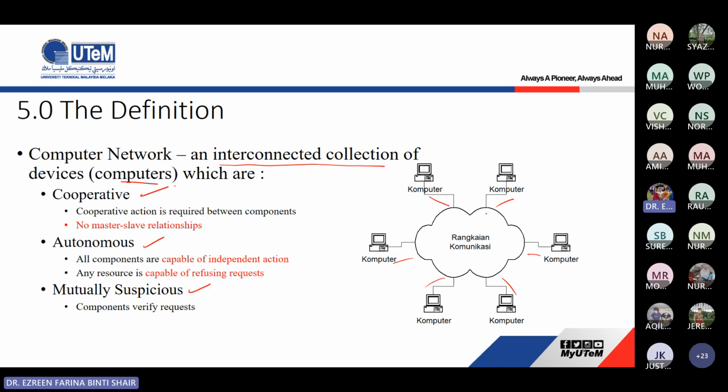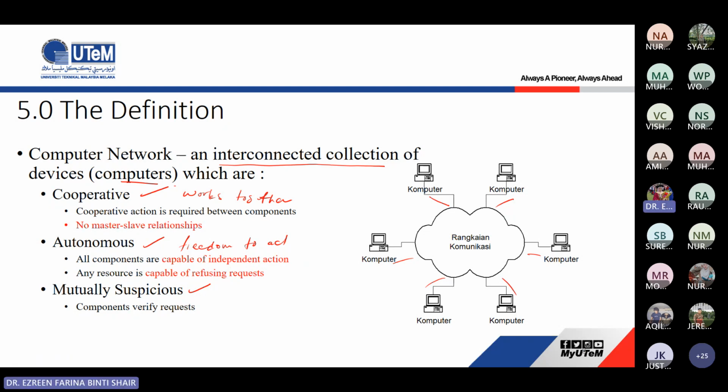And this computer network is cooperative, meaning all the computers here are working together. There is no master-slave relationship. And it is autonomous. Autonomous meaning that it owns freedom, freedom to act. So these computers or devices are capable of independent action and capable of refusing their own requests. And lastly, it is mutually suspicious, meaning that every component here can verify requests. Again, cooperative means that all of these computers or devices work together. So this is the meaning of computer network.